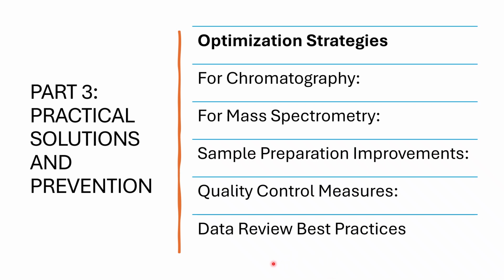The last one is data review best practices. Never rely on automated integration alone for critical decision. Manually review chromatograms, especially for samples near decision limit. Compare peak shapes between standard and samples.